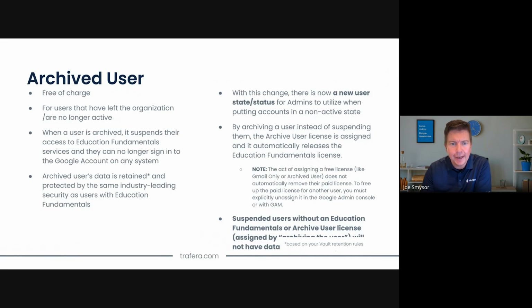I think it's worth highlighting a couple things while we're on this slide. So first, assigning a free license like Gmail only or archive users does not automatically remove a paid license. So if you have Education Plus and you assign one of these other license types, it's not automatically going to free up the paid license. To free up paid licenses so that you can use them with other users in your organization, you have to explicitly unassign it in the admin console or using a tool like GAM.